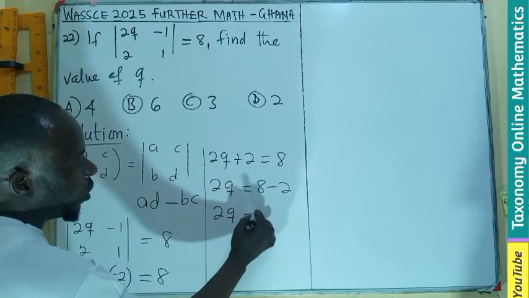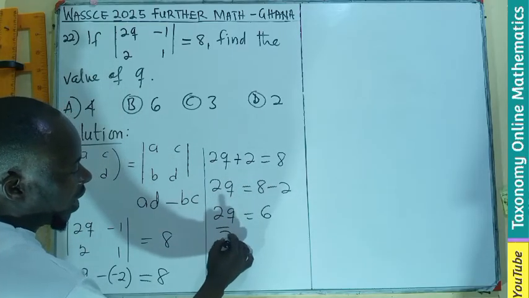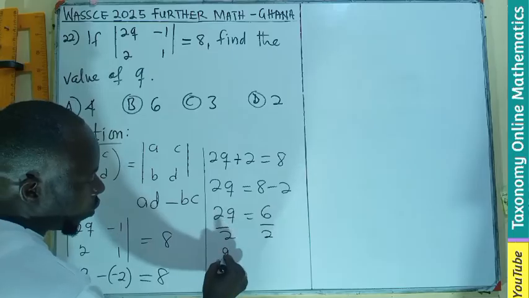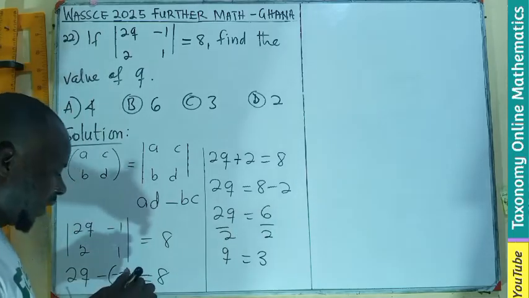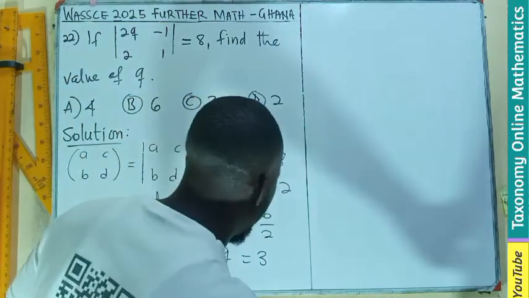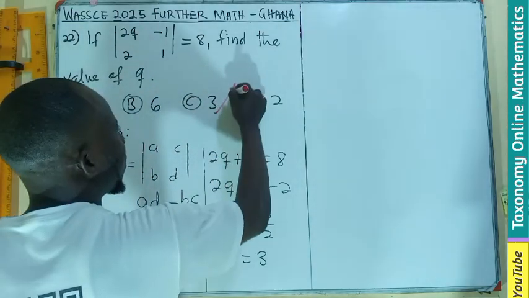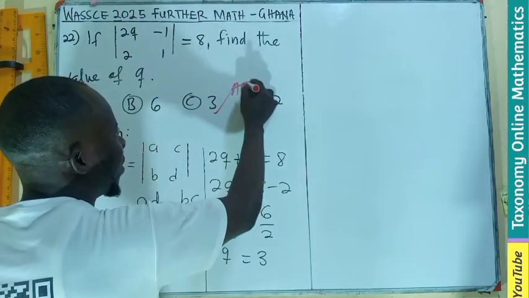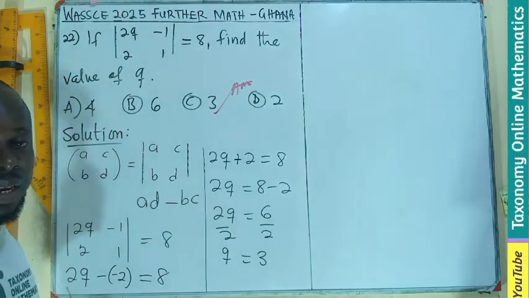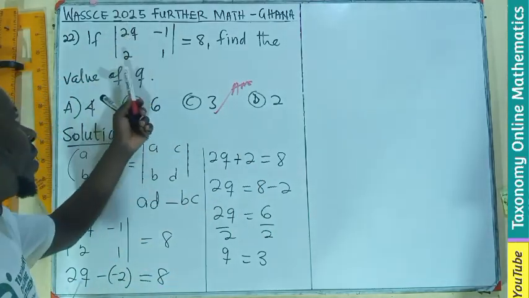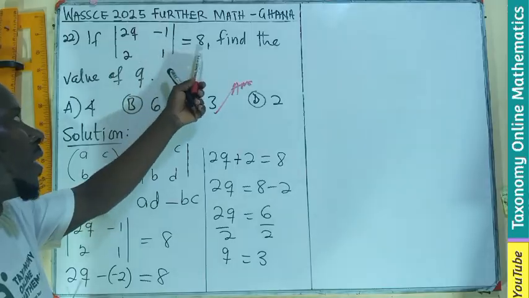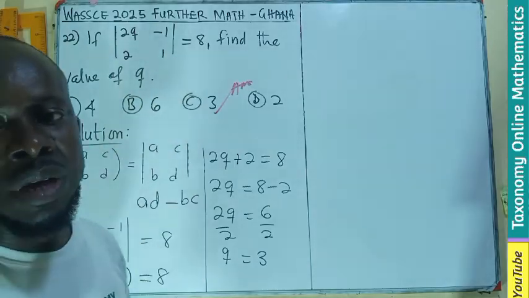Then 2Q will be equal to 6. Divide by 2. Q is going to be equals to what? 3. So the value that we are going to go for is going to be 3, which is the option C. Meaning if we have here to be 6, 2, -1 and this, then the determinant will become what?